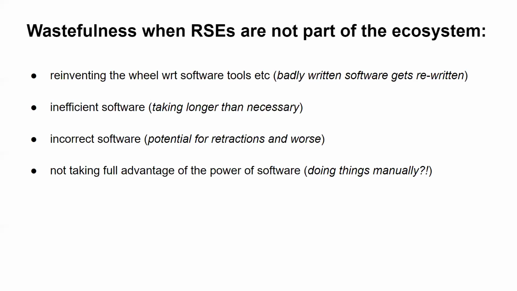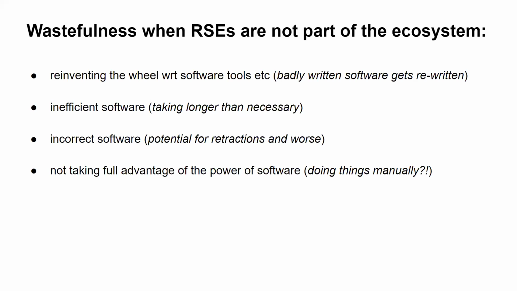Inefficient software, so this is software that is maybe not written by someone with enough skill to have algorithms that run as fast as they could. This is maybe more of a problem when people start doing much larger things with big data. And it can be a problem when things take longer than necessary, especially when there's money on the line. Incorrect software. So again, I was talking about retractions yesterday. But you don't have to think too hard to think about there are worse things than retractions that could result from research software that is not doing the job it should, especially if that software then goes beyond the research environment, but that's another story.